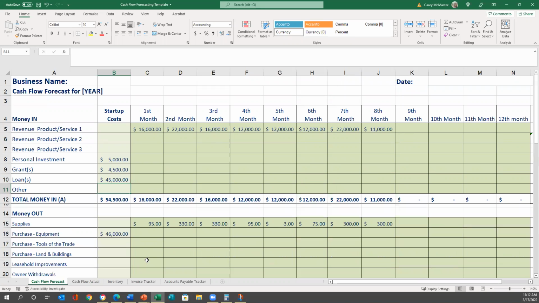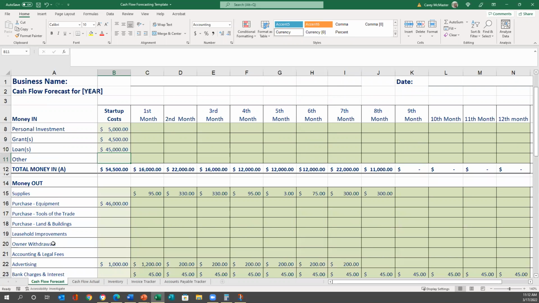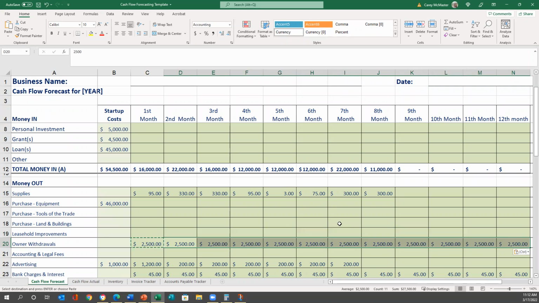So other things that I need to consider here are, I'm going to want to pay myself. So I'm going to need to take owner's withdrawal. So I need to see what that looks like. Based on my monthly bills, I anticipate I would need $2,500 out of the business every month. So I'm going to put that in and copy that cell across for the 12 months, because even though I'm not working in certain months, I'm going to need to take money out to live on.